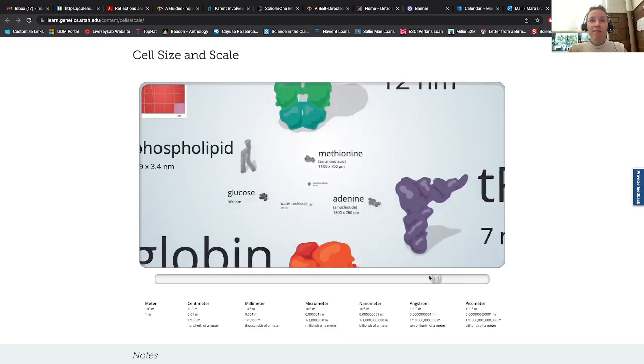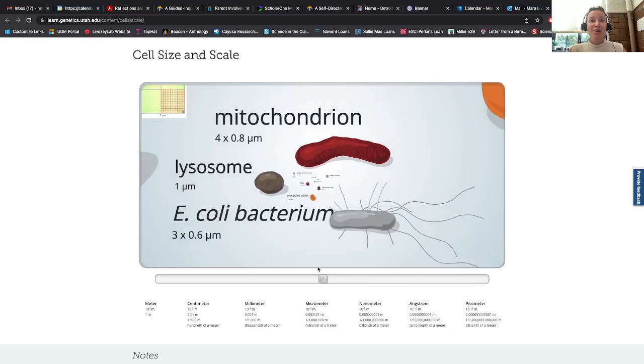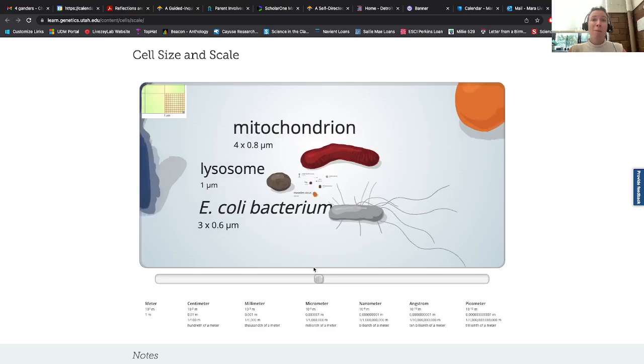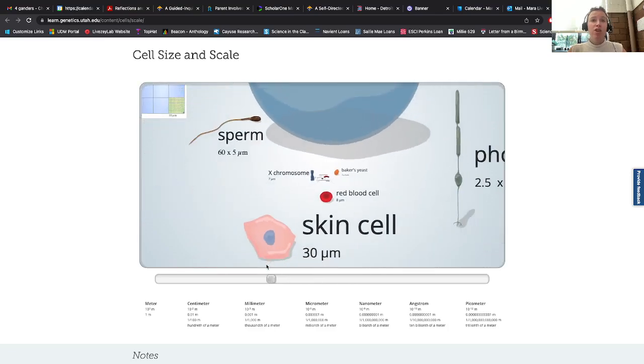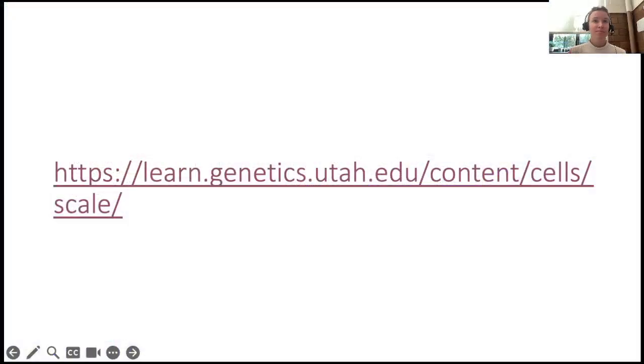All of this to say, folks, that cells, if we zoom back out to get a few cells in our view, bacteria, very small, micrometers. Human skin cell, 30 micrometers, right? These are tiny. Let us continue.